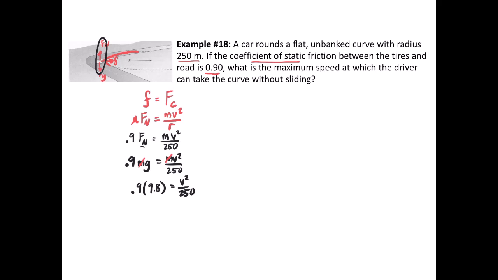So we just take that 0.9 and multiply by the 9.8, multiply by 250, and then square root both sides, and we end up getting that v is equal to about 47. Looks like I've got two significant figures, so I'm going to go with 47 meters per second. There we go. We were able to answer the question.